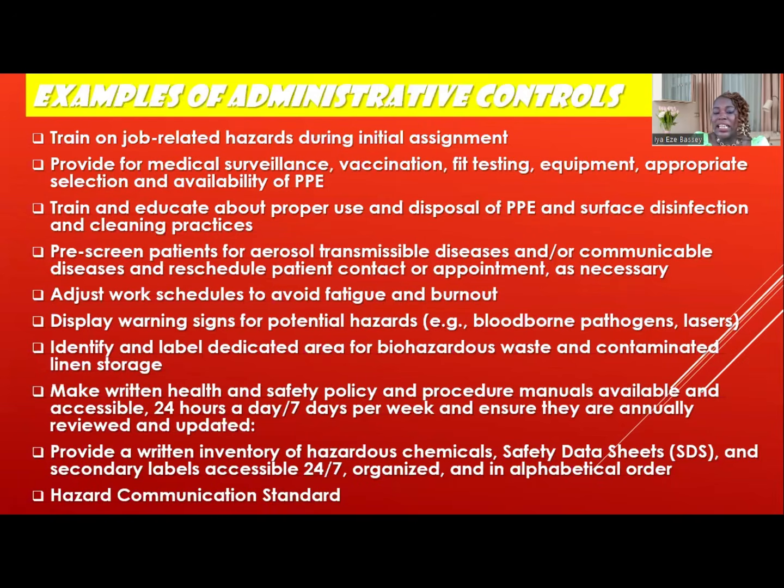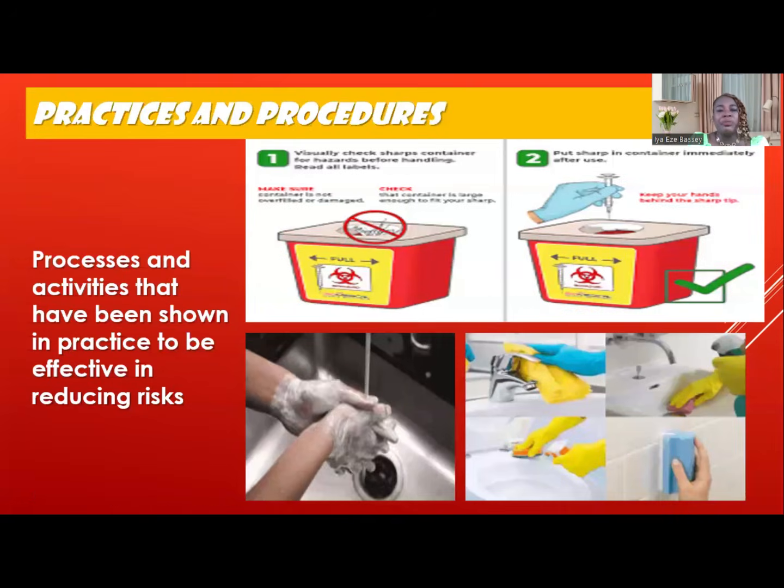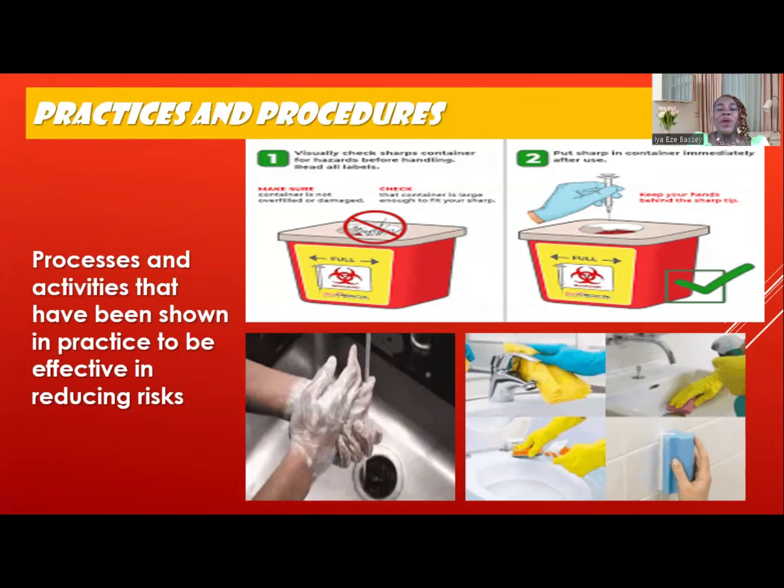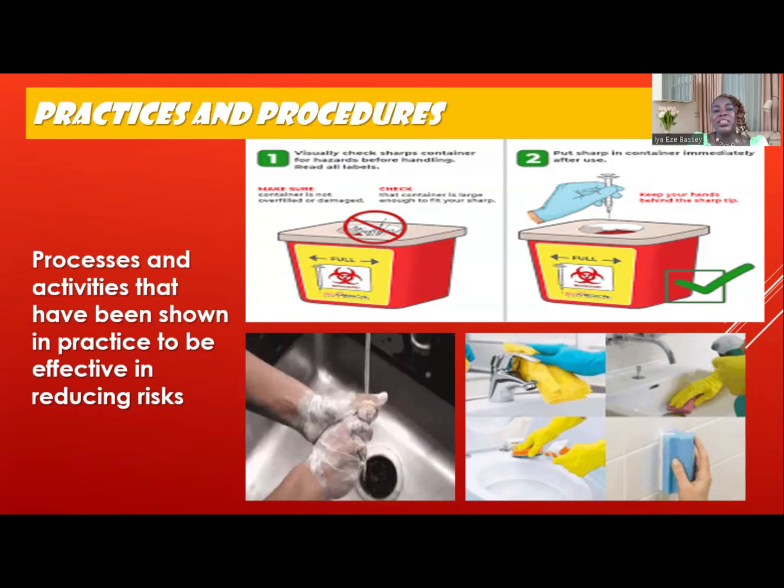You need to have your safety data sheets and your secondary labels also. You also want to have a hazard communication standard, which helps the workers to understand the kind of risk they are exposed to in the environment where they are working. The next control measures will be our practices and procedures.